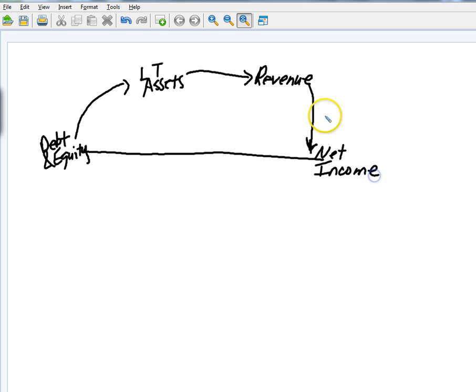And I shouldn't overlook, we do have the revenue, and of course, in the midst of all of that, we're going to incur expenses. And the outcome, hopefully, is net income. And if we have net income, that should satisfy our investors and creditors.